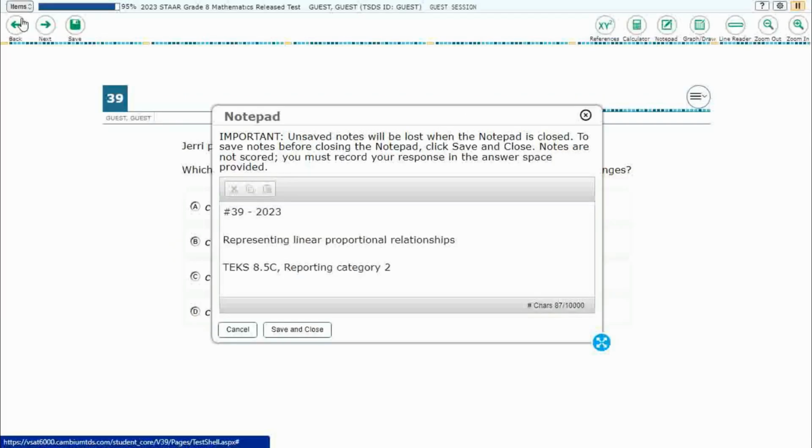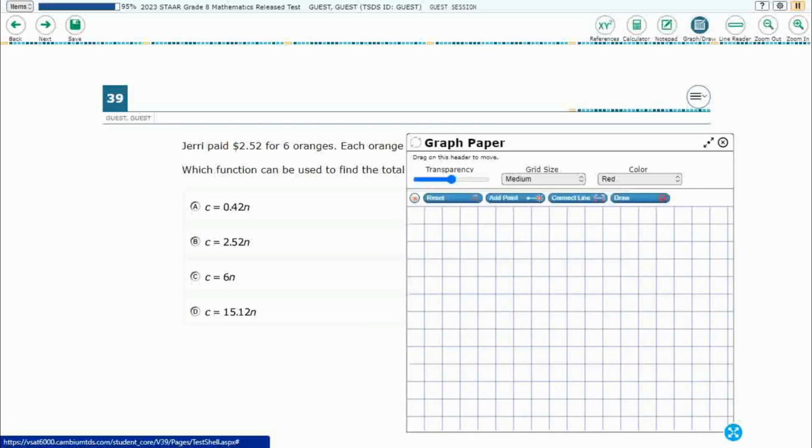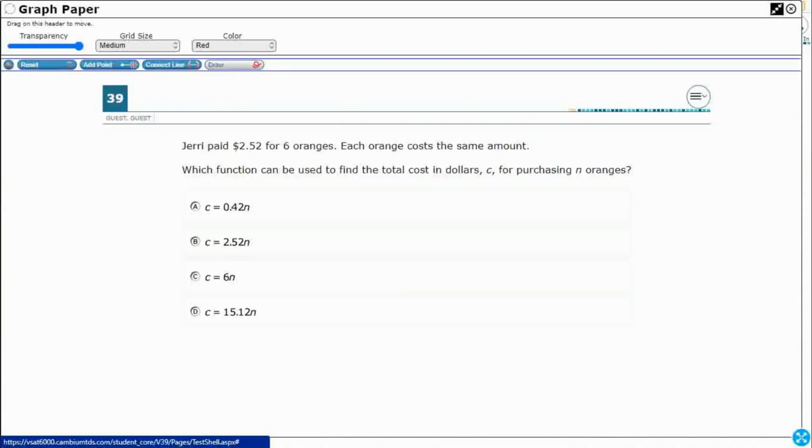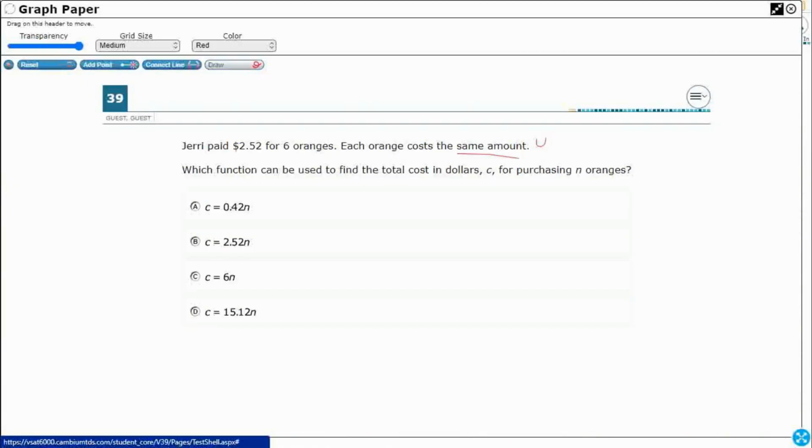For number 39, we are representing linear proportional relationships. This is TEKS 8.5C in reporting category 2. So we've got some oranges here. Each orange costs the same amount, so that should be our number one clue that we are dealing with a unit rate. We need to calculate that unit rate because we can represent this as a proportion. So we've got 252. 6 oranges each.